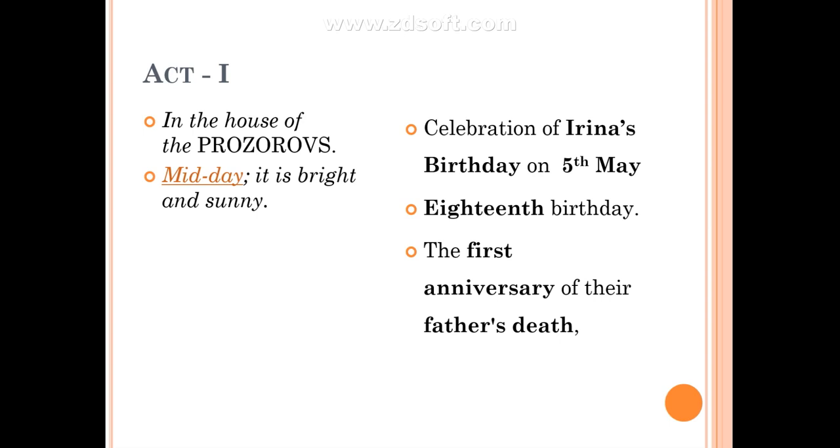And that's why all these military people, all these soldiers, visited to celebrate the first death anniversary of their father. So here we can understand that their father was also a general in the military, in a brigade, an army man, and he died 1 year ago, and they wanted to celebrate his death anniversary, and that's why they come to the family of Prozorov. And it is also the celebration of Irina's birthday. So the play starts with a celebrative mood, with the celebration of a birthday and the first anniversary of the father of these people.